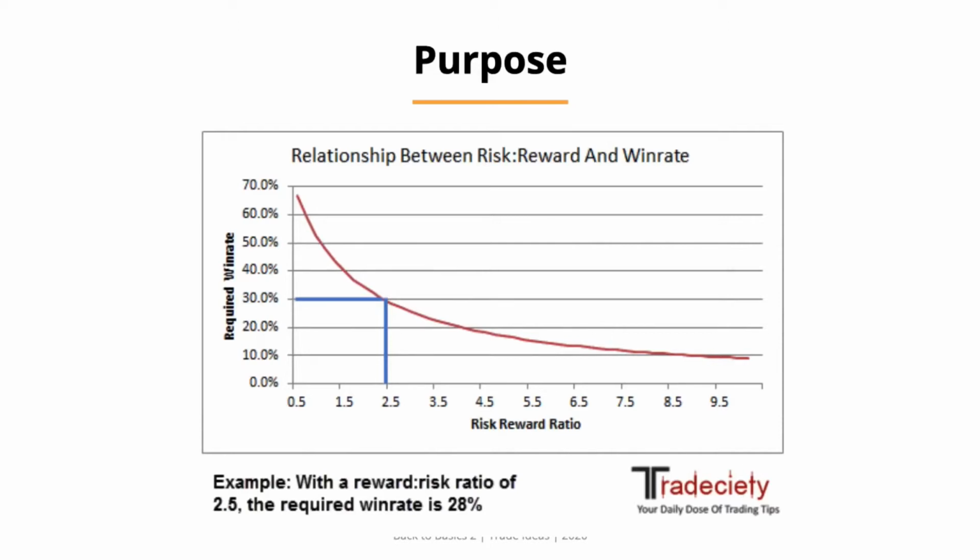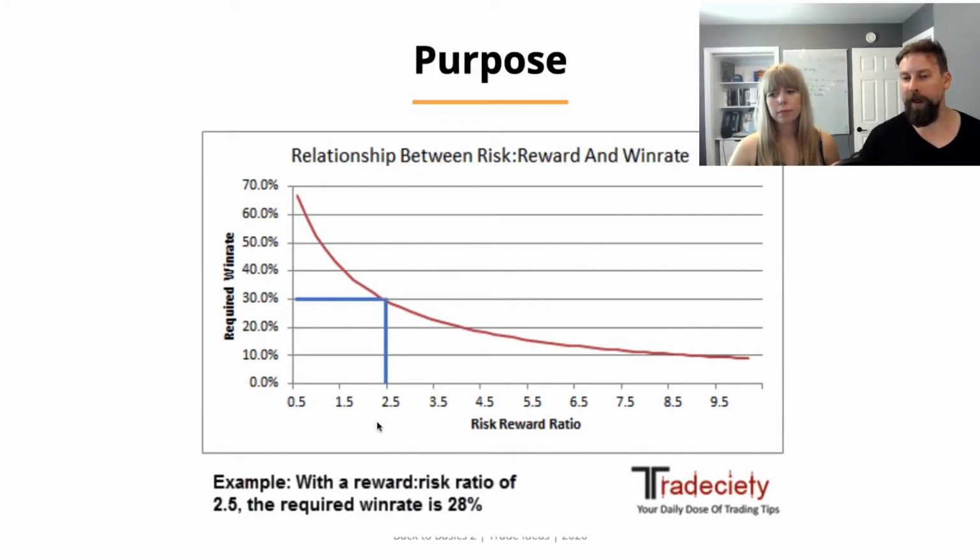This curve is how much you would have to be right to break even given a certain risk-reward ratio. If you make 2.5 R, so if you're risking $100, you make $250 when you're right, the math comes out to a break-even win rate of about 28%.